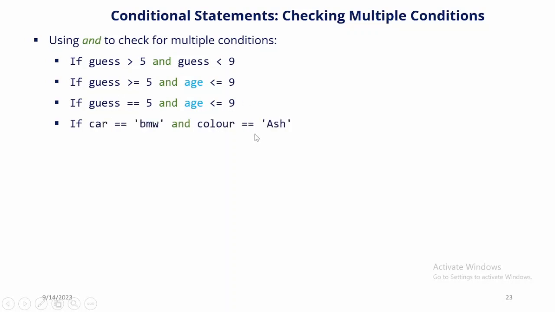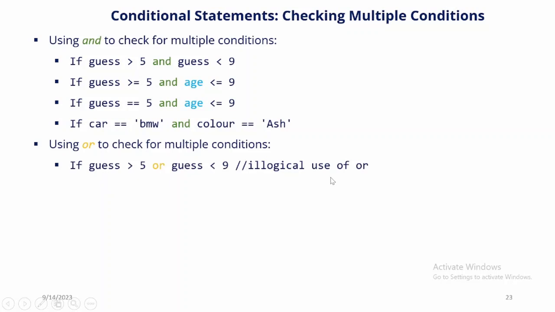We can also say if car equal to BMW and color equal to ash. For and conditions, multiple conditions must be true in order for the whole condition to be true. On the other hand, we can use an or.